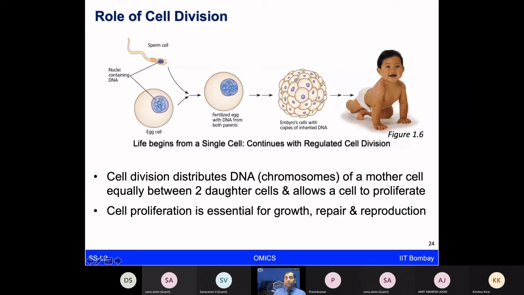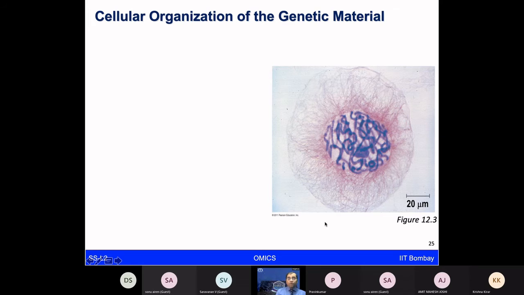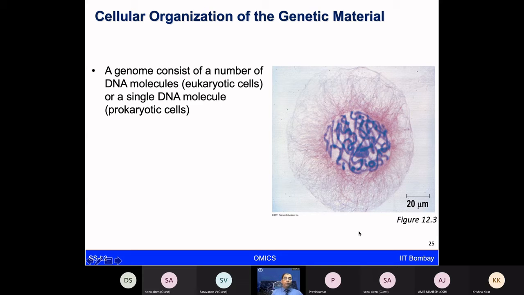So the cell division is going to distribute the DNA, the chromosomes which contain the DNA of the mother cell, equally into two daughter cells, and then it allows the cell to proliferate. I'm sure you are aware now that these cell divisions are so crucial that if they are not happening properly, all our activity of the body cannot perform properly.